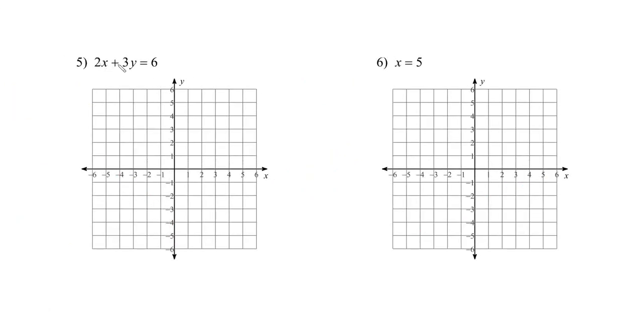All right, number 5, same thing. Let's go ahead and do it. We're going to substitute 0 for y. So we get 2 times x plus 3 times y equals 6, and y is 0. Again, 3 times 0 is 0, and anything plus 0 equals itself. So we end up with 2x equals 6. Then we divide by 2, and we get x equals 3. So we come to the x-axis and we put a point on positive 3.